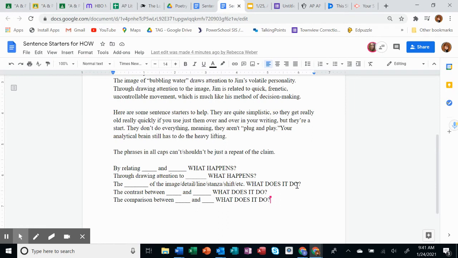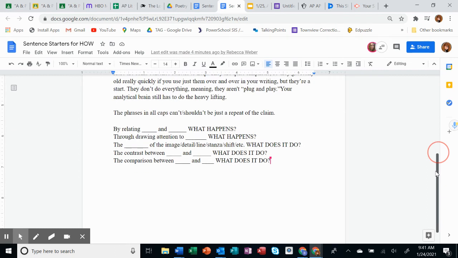But what I've given you here are some sentence starters to help you with the analysis part, because most of you can make the claim like it does this, the image does this, or the simile does this, but you need to explain how the simile does that, how the line break does that, how the contrast does that, et cetera, et cetera. So these are some sentence starters. They are really simplistic and they will get really boring to read if you just do them over and over again. But if you're somebody who's really struggling with doing the actual analysis part and not just repeating claims, this is going to be important for you to start looking at and thinking about.